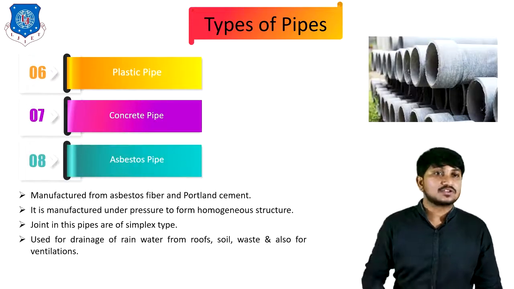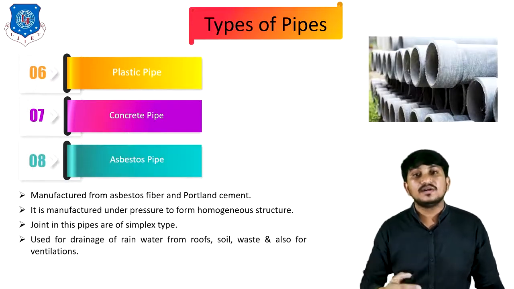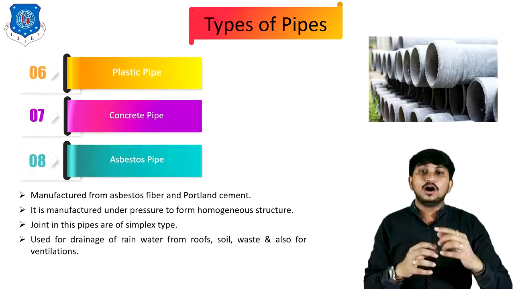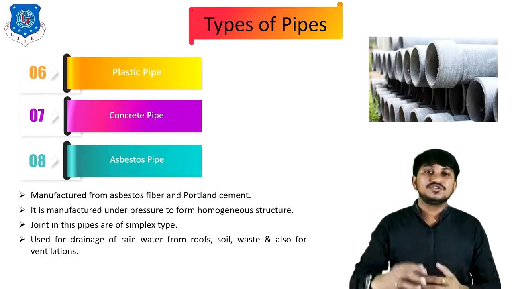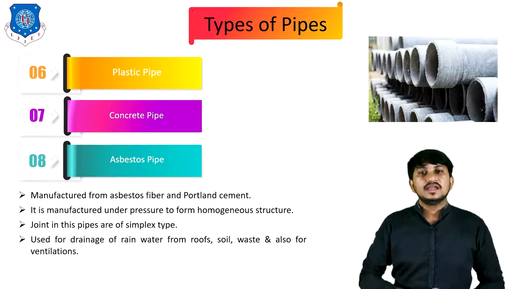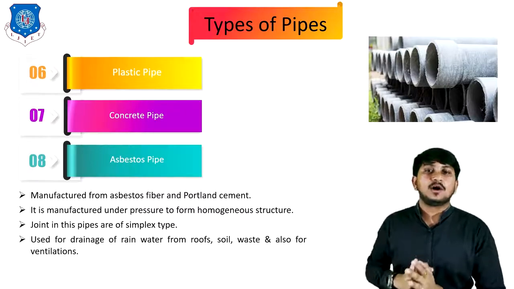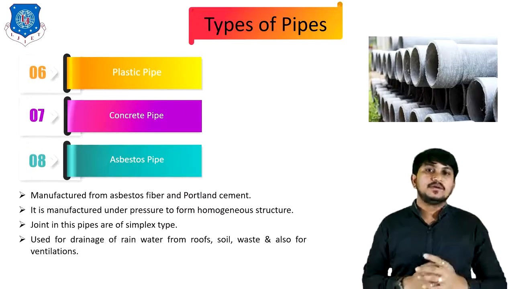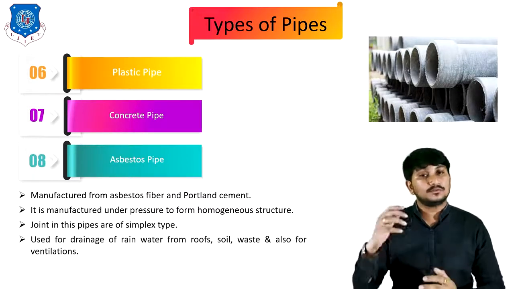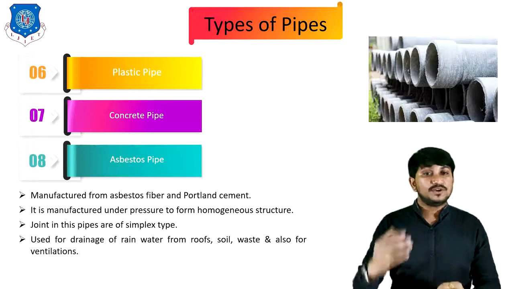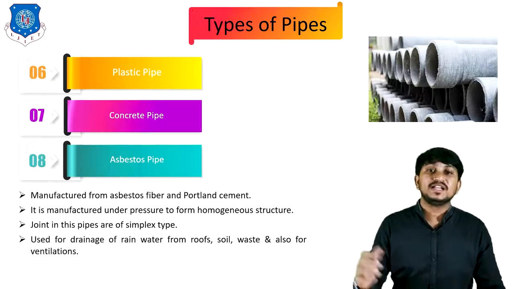Next is asbestos pipe. It is manufactured from asbestos fibers and cement. It is manufactured under pressure to form homogeneous structures like this. The joints in these pipes are of simplex type like this. It is generally used for drainage of rainwater from roofs, as a soil pipe, waste pipe, and also used for ventilation pipe.